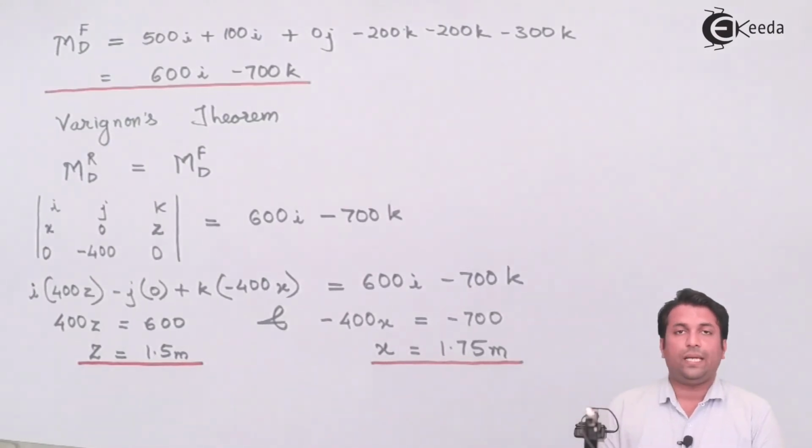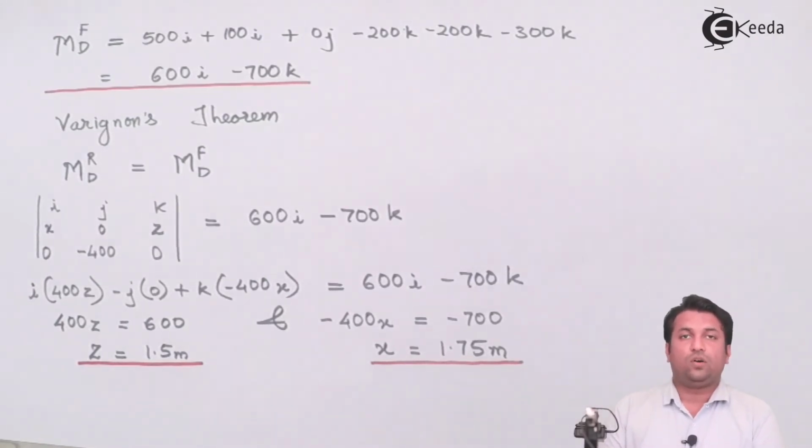So this is how we can find the position of the resultant by using Varignon's theorem in space force example. I hope you have understood this example.